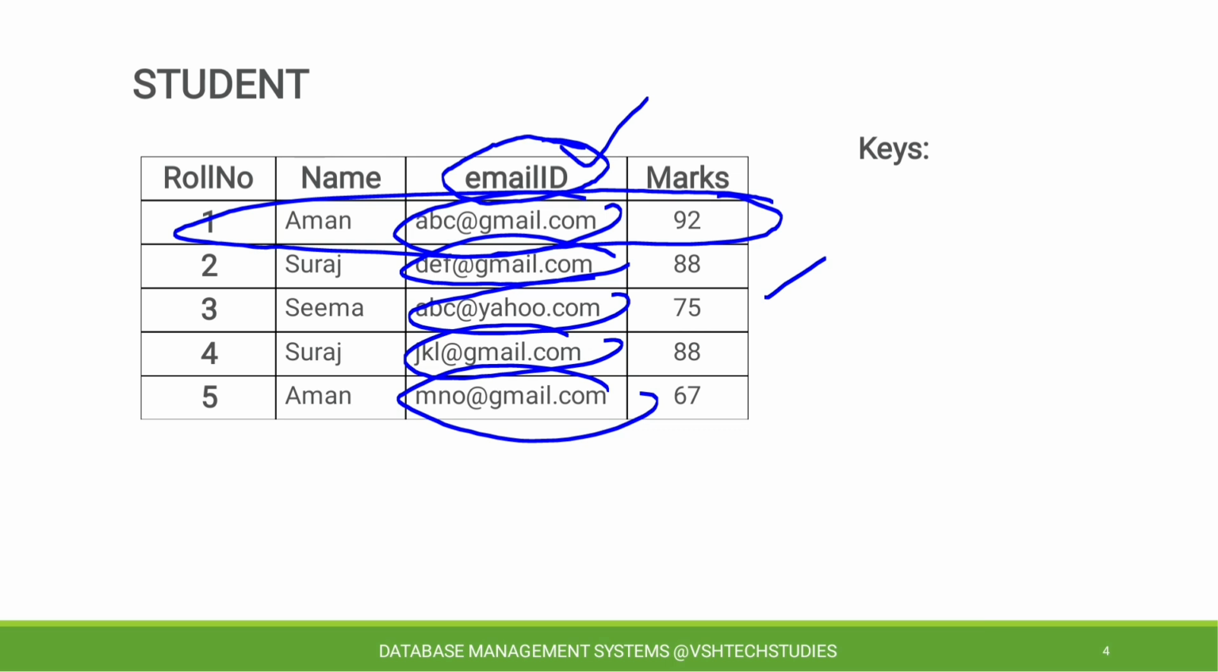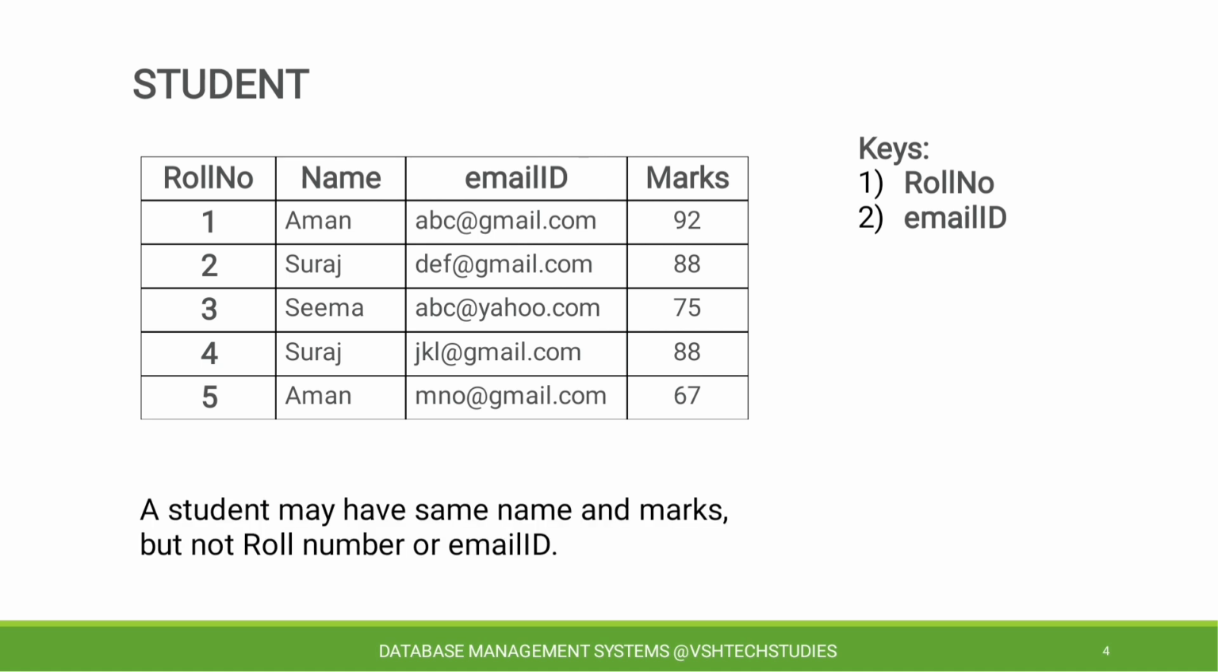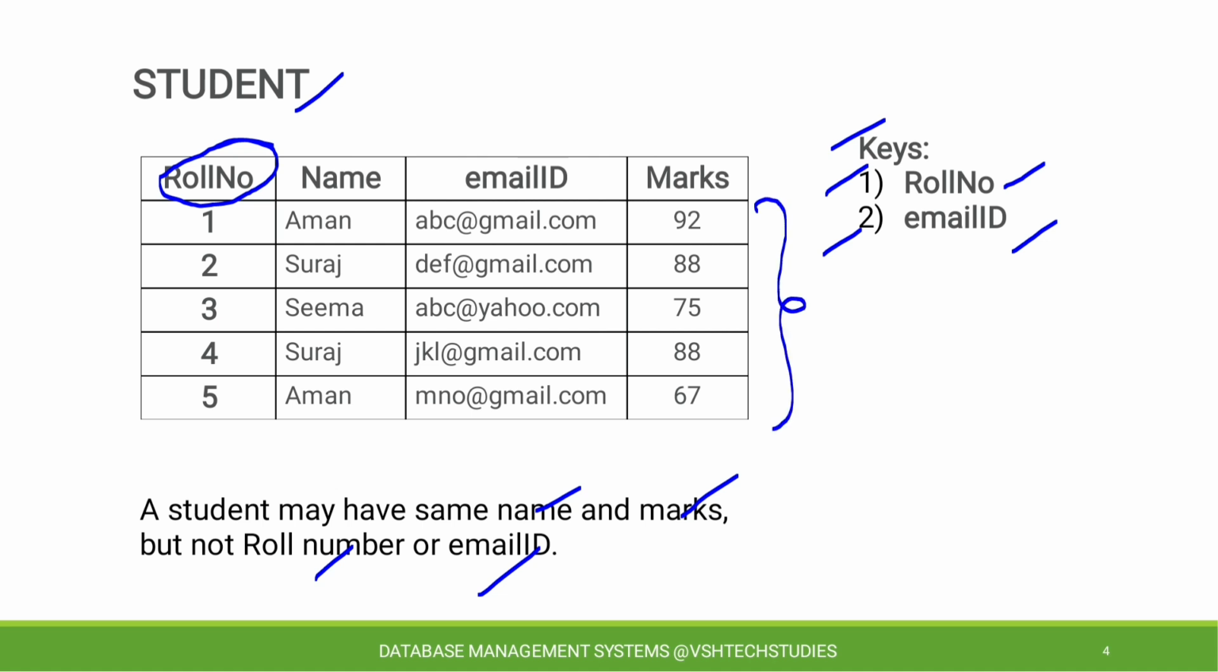So in this table we can say then the keys are roll number and second one is email ID. A student may have same name and marks but not roll number or email ID. So finally what we can say, this table has two keys. One is roll number and another is email ID. Each has a single attribute. So either with roll number attribute value, or only with email ID column value, we can identify any row uniquely here.